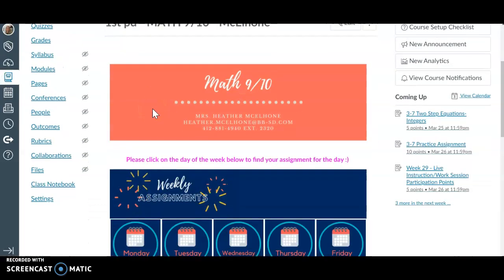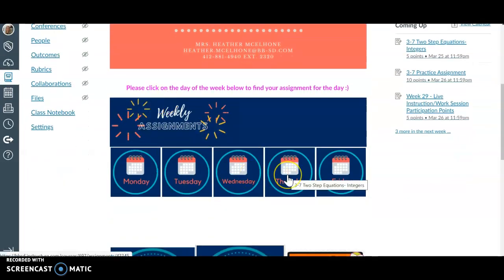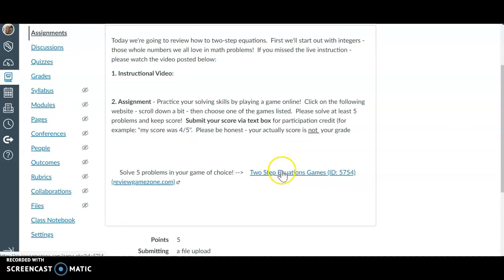All right, so whether your first period or your fourth period, if you go to your home page and you click on Thursday, it is 3-7 two-step equations, integers. Again, if you're not doing it on the week that we are looking at this lesson, you would need to go into the assignment tab and look for the same exact assignment, 3-7 two-step equations, integers. Once you click on it, basically this instructional video will be posted, but your assignment is to then go online and play a game. You see the website down here below. You're going to solve 5 problems in the game of choice.